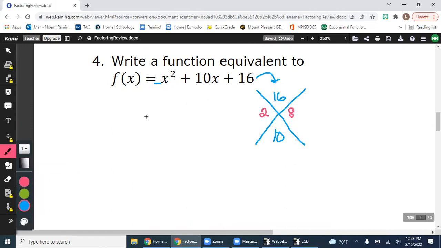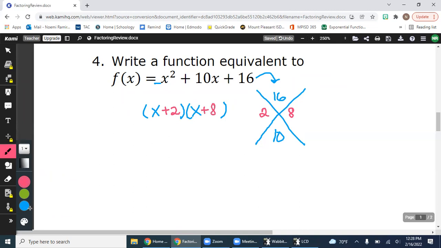Now that I have my factors, I want to put those into my parentheses to create 2 what? Binomials. Now, what variable are we working with? So x is going to go in the front. Since the first number is a positive 2, the first binomial is going to be x plus 2. The second number is positive 8, so the second binomial, x plus 8.